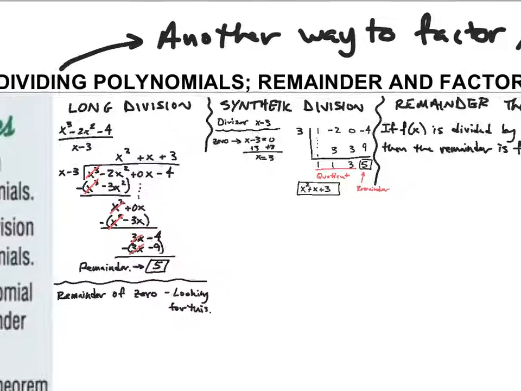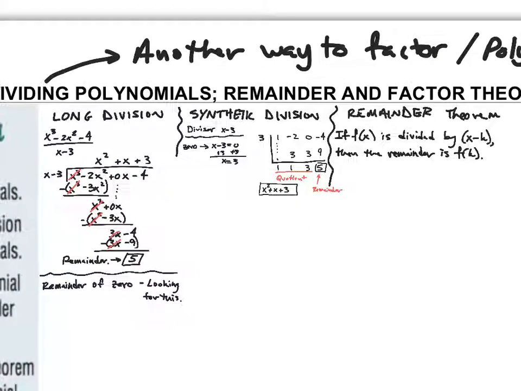Remember what we did here. We took some function, x cubed minus 2x squared minus 4, and we divided it by x minus k, or x minus 3. We got this quotient, but we also got this remainder of 5. Now what I want to do is plug in this k value, which in this case is 3.